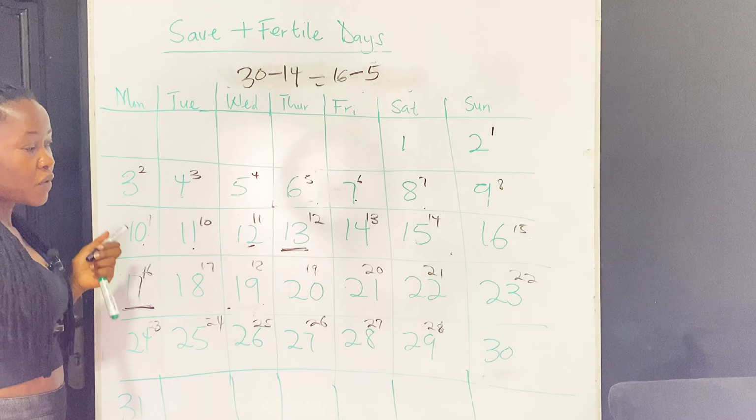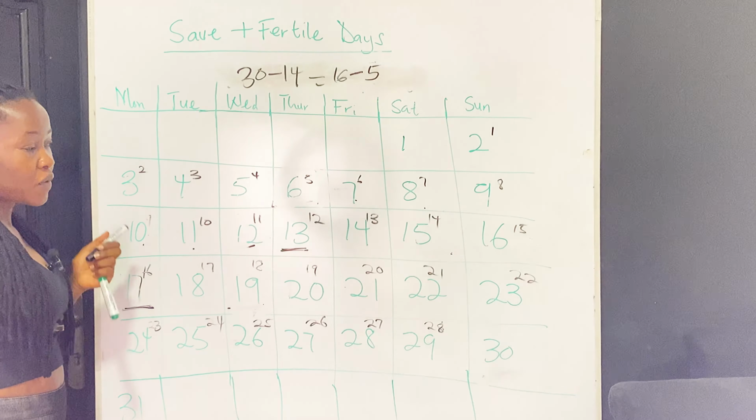So yeah, this is very simple, right? If you are trying to get pregnant, now you know when to do it. First of all, you should be able to calculate your menstrual cycle. You should know the menstrual cycle you have, either 28 days, 21, or 25. I'll leave a link to that video in the description box so you can check it out.